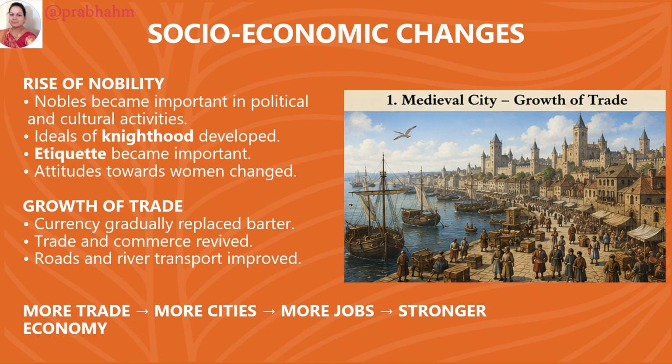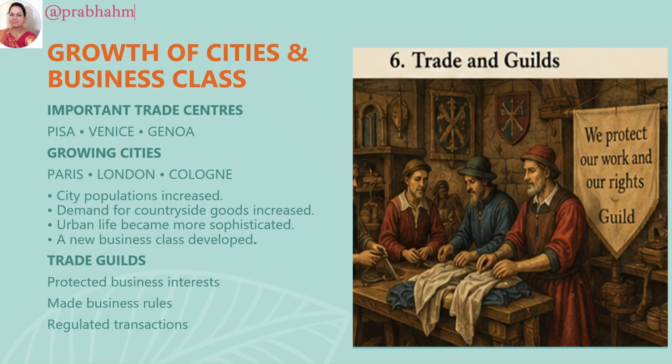Another major change was in trade. Earlier, people depended largely on barter. Later, coins and currency became more common. This made buying and selling easier and helped trade and commerce grow. As trade increased, cities became important centers of economic activity. Pisa, Venice and Genoa became flourishing trade centers. Cities such as Paris, London and Cologne also grew in population.